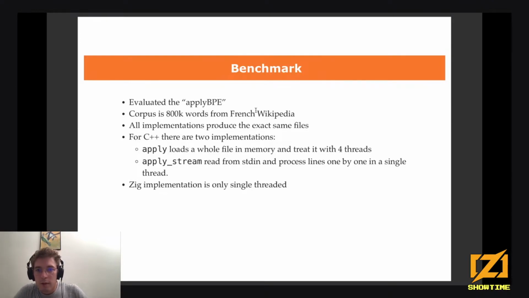I used an extract of French Wikipedia, and all the implementations produce the exact same files at the end. For C++, there were two implementations. One takes the whole file in memory and treats it with 4 threads. The other reads from standard input and processes line by line in a single thread and writes the result to standard output. And this is the only thing I implemented in Zig.